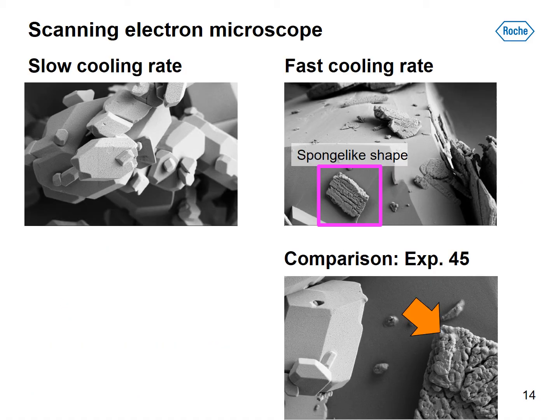From the three experiments, we took some scanning electron microscope images. You can see on the left hand side the experiment with the slow cooling rate, which formed nice particles. On the other hand, we have on the right hand side the experiment with the fast cooling rate and the reproduction of the side A procedure, the experiment 45. On these two experiments you can see that we have some sponge-like shaped particles. A possible cause could be that we formed the solvate and then we dried the solvent out of the solvate crystal and we get back the form B, which was the desired form, out of the solvate.